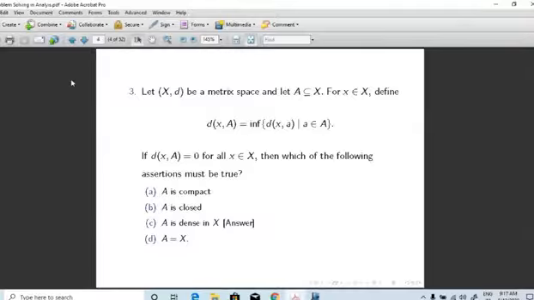Let (X, d) be a metric space and let A be a subset of X. For each x in X, we define again the distance function d(x, A), which is nothing but the infimum of the distance between x and a, where a is in A. Suppose the distance between x and A equals 0 for all x, then which of the following must be true? So we have a condition that for each x, the distance is 0.